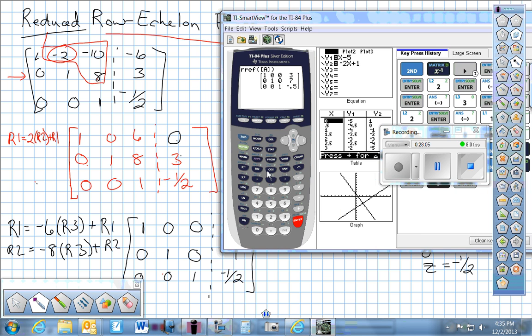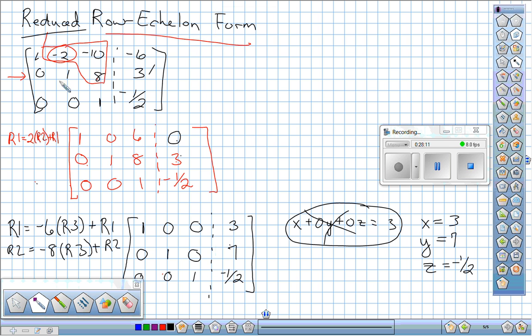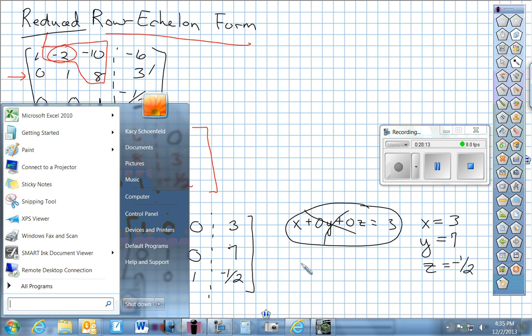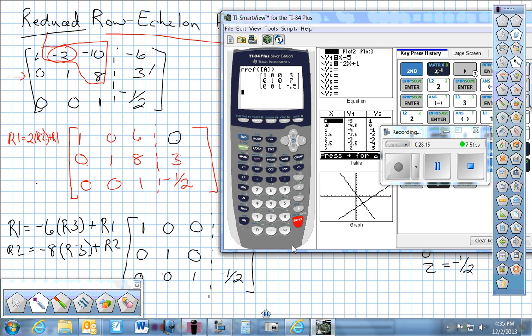What you can also do to make sure that you got the first one right, the one over here that we did first to get it into just our plain old row echelon form, is go to second matrix, go over to my math menu in the matrix menu, and then I can pick REF, which is row echelon form.